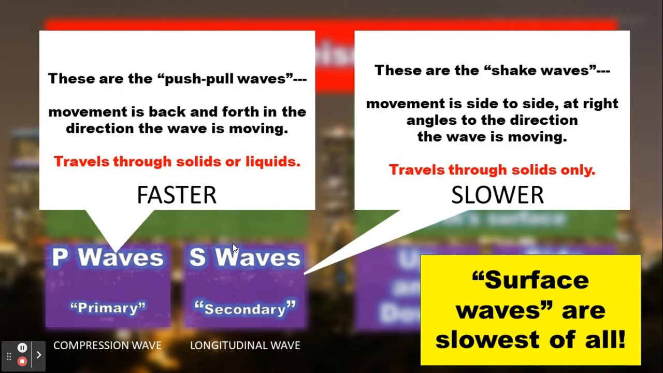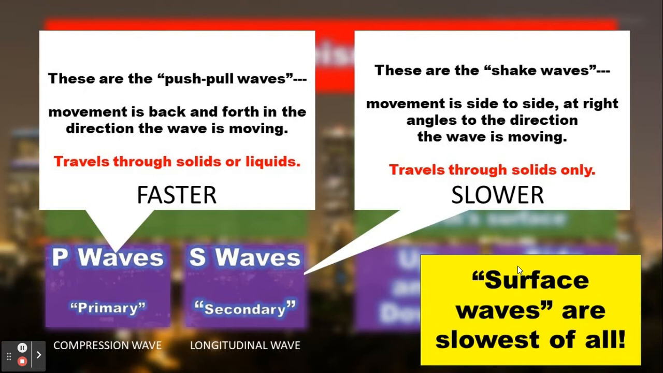But there's an important difference between these three kinds of waves. The P waves move the fastest. The S waves move somewhat slower, and then the surface waves, remember P waves and S waves are types of body waves, move the slowest of all. And it's going to be the difference in time between how long it takes P waves to get to you versus how long it takes S waves to get to you, that's going to help us figure out where the earthquake occurred.